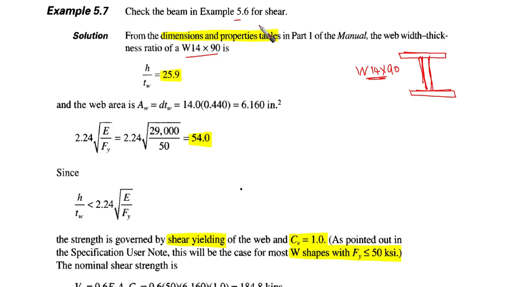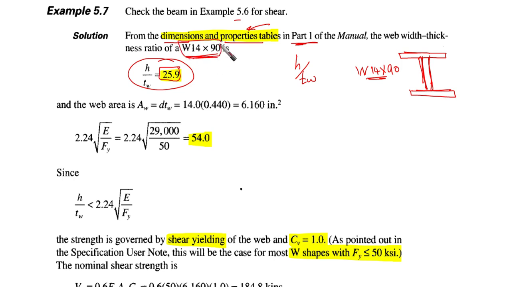We are going to go directly to the dimensions and properties table. So please stop the video and bring your manual and check the following value, which is h over t web. This is part 1 of the manual. The web width-thickness ratio for this cross section is going to be 25.9. Why are we calculating this? Because we want to check whether it is the ideal case for us.